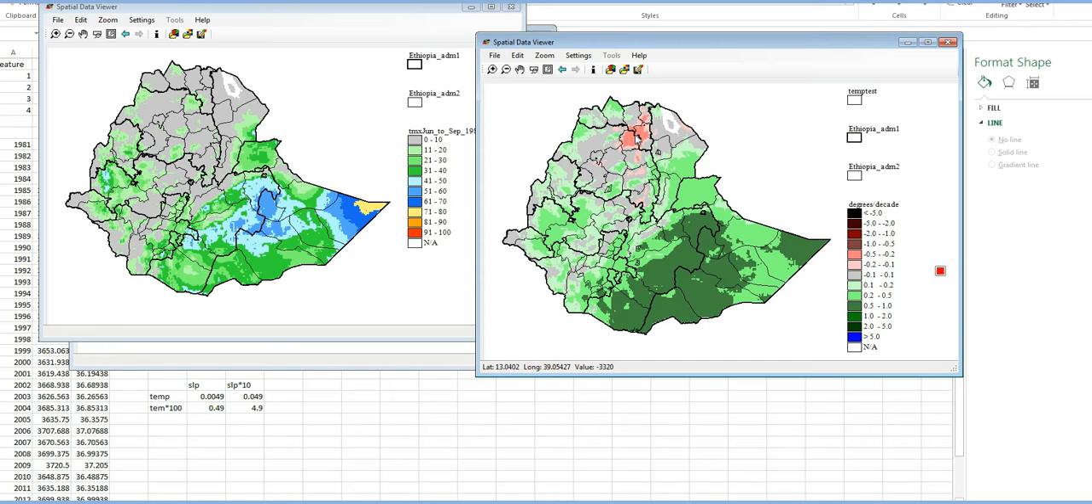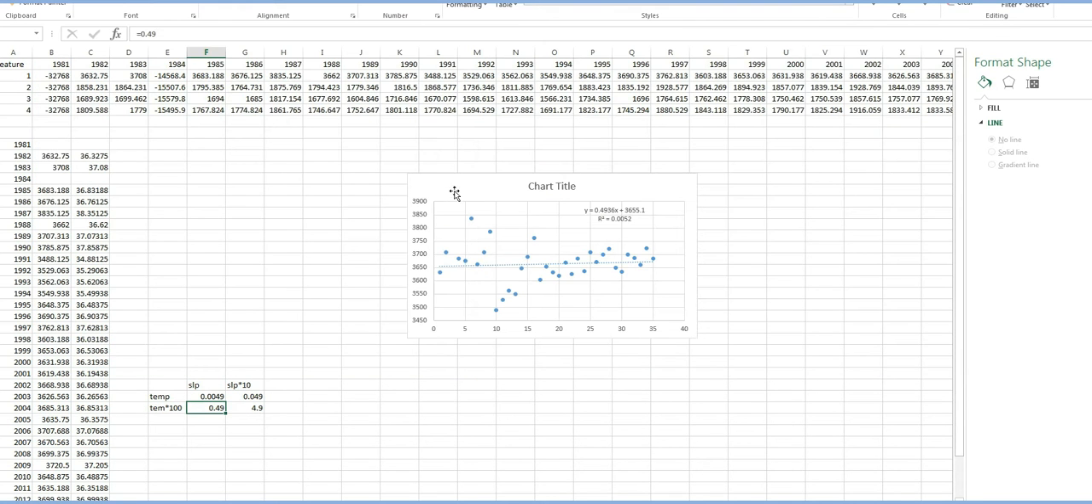So this is the trend. I need to change the colors. So green areas are getting hotter because that's increasing, and these areas are getting colder. So if we look at this, we see 3340.